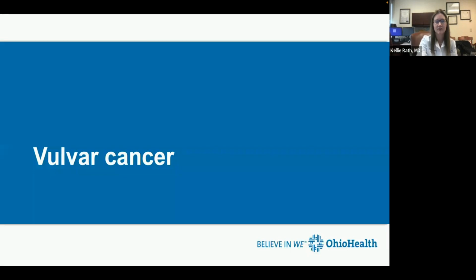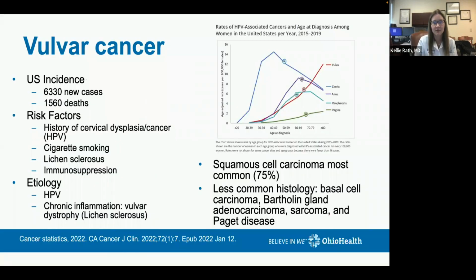Moving on to vulvar cancer. So vulvar cancer is less common than cervical cancer. You can see it increases as people age, about 6,000 new cases a year and 1,500 deaths a year. Risk factors are similar to cervical cancer with a history of cervical dysplasia or HPV infection, cigarette smoking. Another group of patients that get vulvar cancer is non-HPV related or lichen sclerosis.